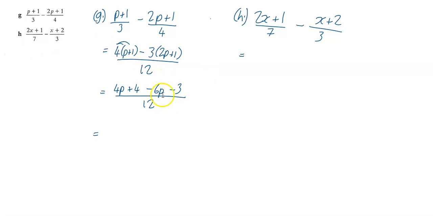This second one, for whatever reason, people quite often forget to do the minus times the second bit, so just be careful. That minus 3 is multiplying everything in the bracket, so it's minus 3 times a 2p, and also it's minus 3 times a plus 1. Okay, just sort of tidy everything up. So what have we got here? We've got 4p minus 6p, so 4p minus 6p is minus 2p, and then we have plus 4 minus 3, and 4 minus 3 would be plus 1. Okay, so your final answer is minus 2p plus 1 all over 12.